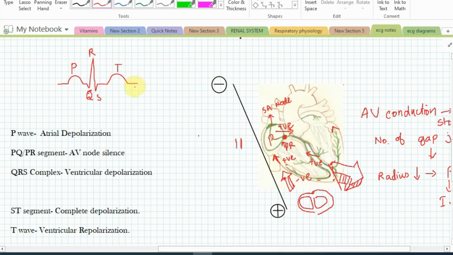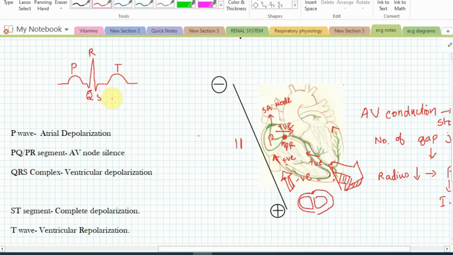So this is basically what occurs, or this is the pattern that is being drawn, what is sensed by lead 2 and the pattern which is drawn by the galvanometer on an ECG paper. So first, P wave, it denotes atrial depolarization. The PR segment or the PQ segment denotes AV node silence. The Q wave is septal depolarization. The R wave, the apical depolarization. The S wave, the basal depolarization, and the T wave, which is ventricular repolarization.